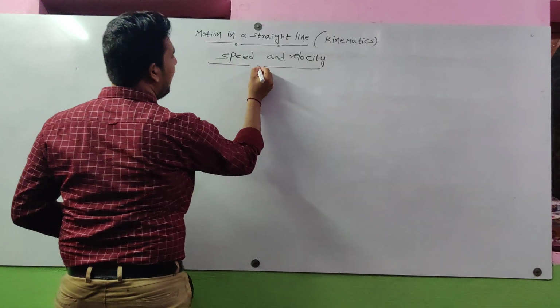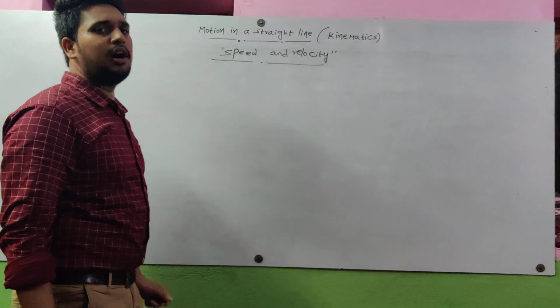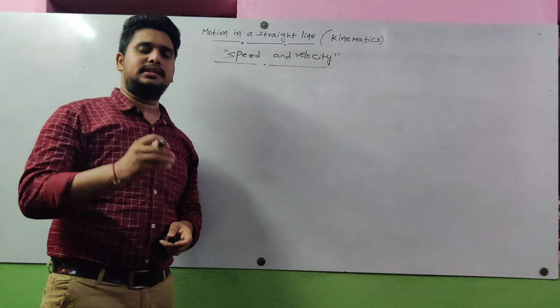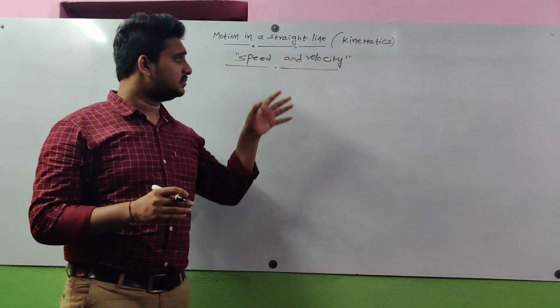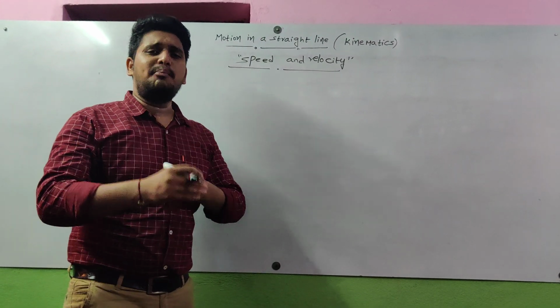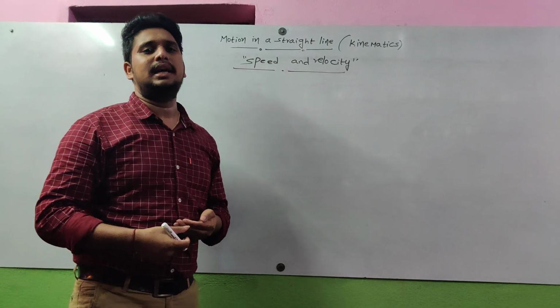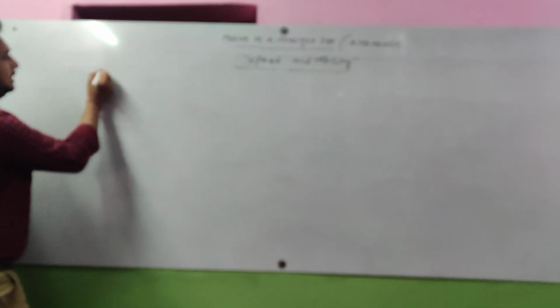I already gave the definition, formula, units and dimensional formula for speed and velocity in the first chapter, Physical World, Units and Measurement. Now I've given some more clarity about speed and velocity. First I start with speed.